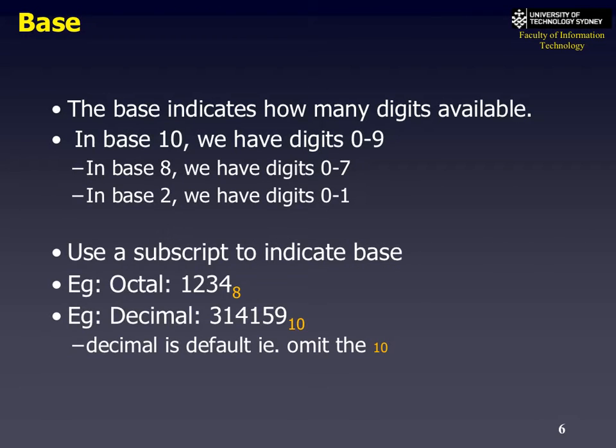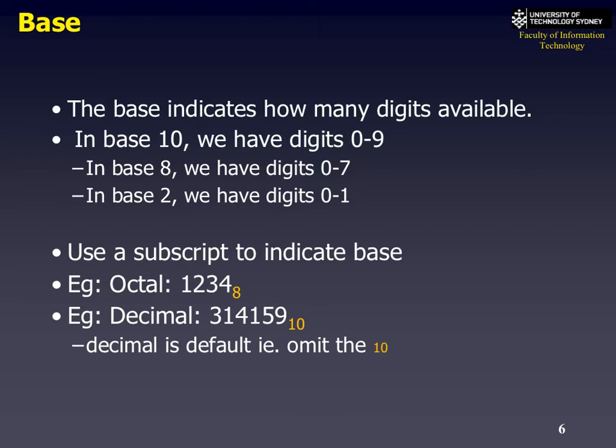So what is this magic thing called a base? Well, it simply says the number of digits we have. For base 10 we've got digits 0 to 9. If we've got base 8 we've got digits 0 to 7, assuming we're using Hindu Arabic type numbers. And typically we put a little subscript down here to represent the base.